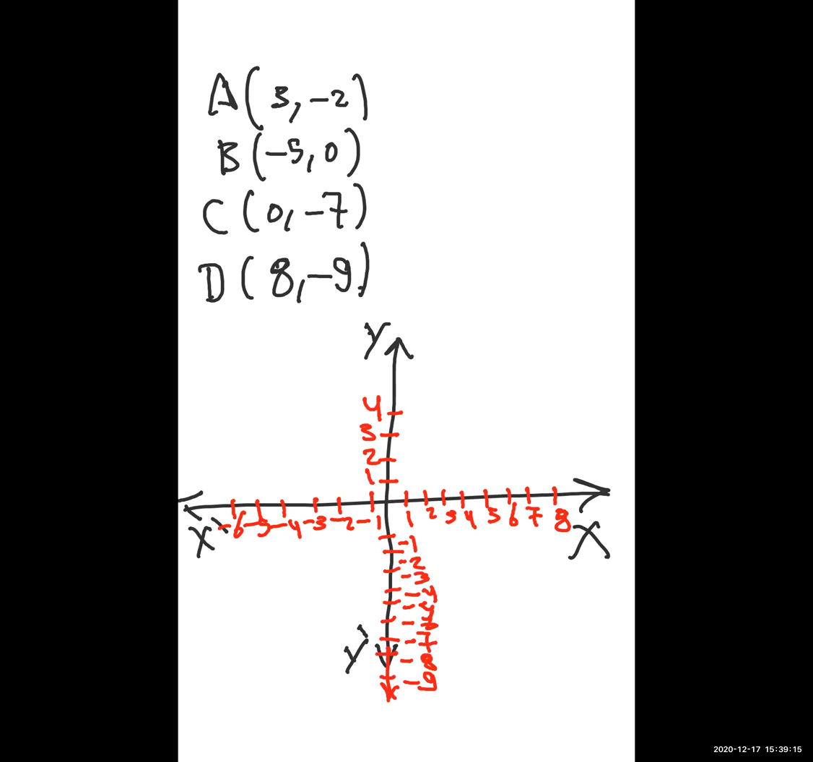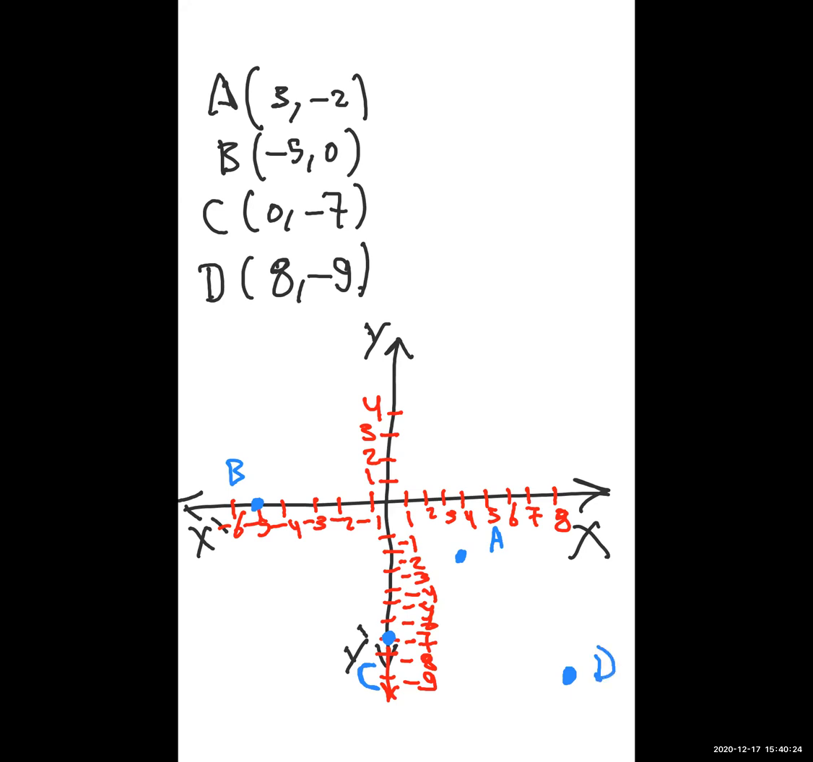Okay, the first point is A, which is (3, -2): 3 on the positive direction of X and -2 on the negative direction of Y. So it will be on this place. This one is the point A. Then point B, (-5, 0): -5 on X, on the left, and 0, so it lies on the X-axis here. So this is B. Then C, (0, -7): 0 on X and -7 on the direction of Y, so it lies on the negative part of Y. So this is the point C. The last point is D, 8 on the positive direction of X and -9, so it will be here. So this is point D.